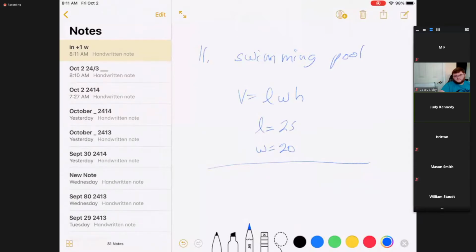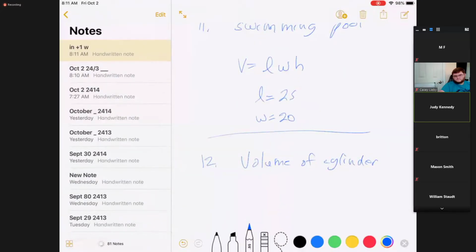In number 12, rain is falling into a cylindrical barrel. Well, what's the volume of a cylinder? It's pi r squared h. And I'll leave the rest to you. And there's also 13 and 14. Don't miss those.